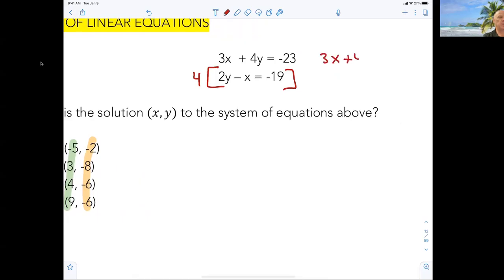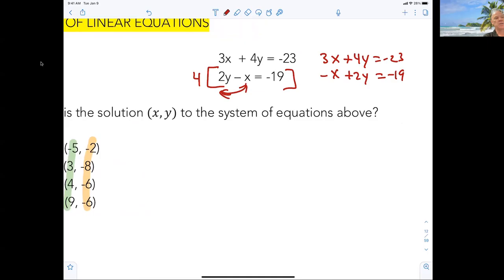Look at this. 3x plus 4y equals negative 23. I didn't even think they wrote it out of order. So you are 100% correct. Negative x plus 2y equals negative 19. Does everybody see that? All right, I'm glad I made that mistake. Does everybody see that now? They wrote it out of order, which was kind of annoying. I didn't even think about it.